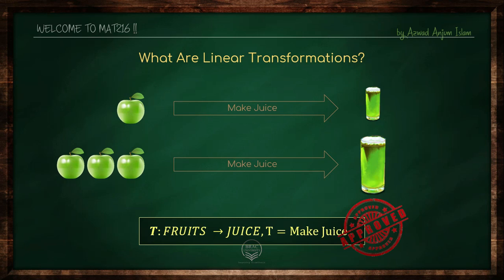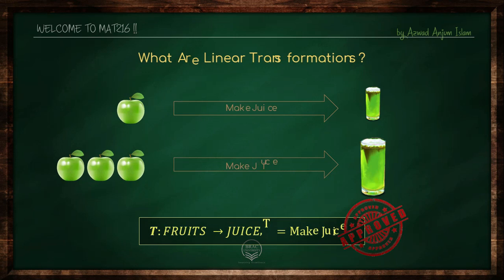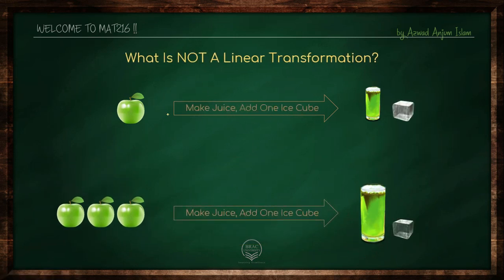Now let's see an example where a transformation is in fact not a linear transformation. In this example, I'm not just making juice. My transformation tells me that after making juice, I will have to add exactly 1 ice cube to it, right? So if I transform 1 apple, I get 1 liter of apple juice and 1 ice cube. If I transform 3 apples, I get 3 liters of apple juice and 1 ice cube, because after making juice, I will add 1 ice cube. Doesn't matter how many apples there are. I'm transforming the whole thing, getting the 3 liters of apple juice, adding 1 ice cube later.